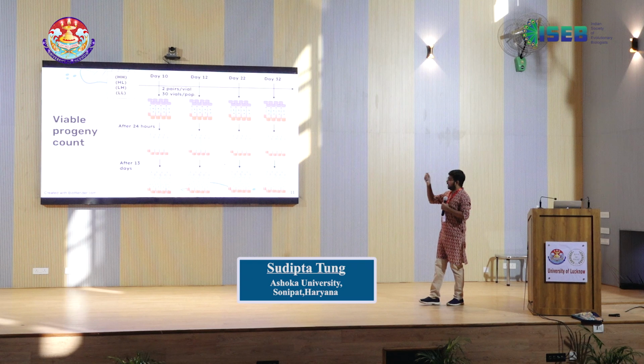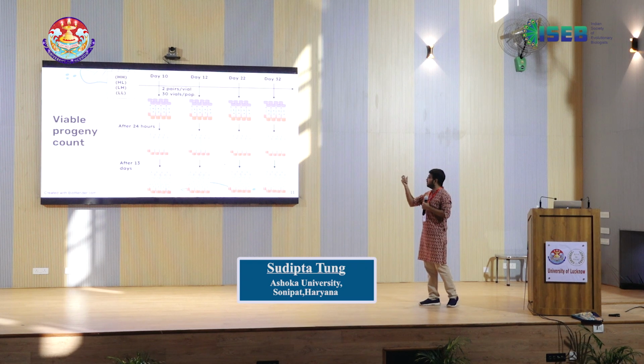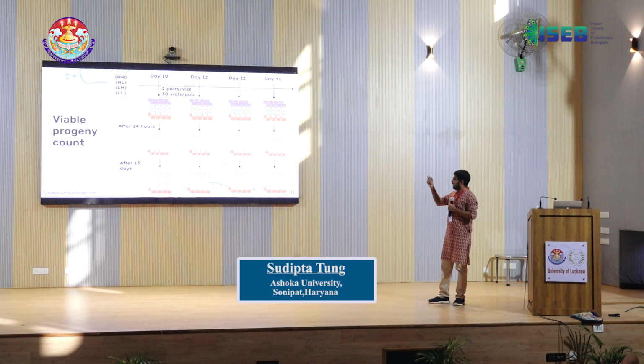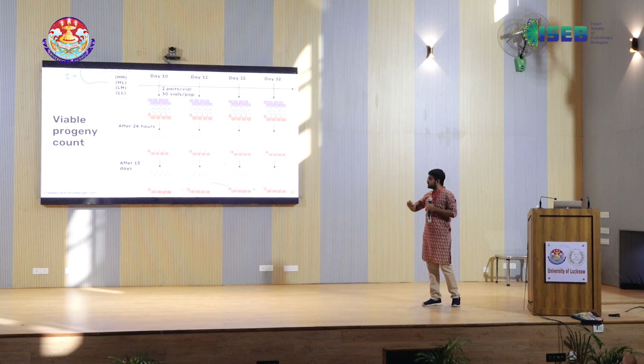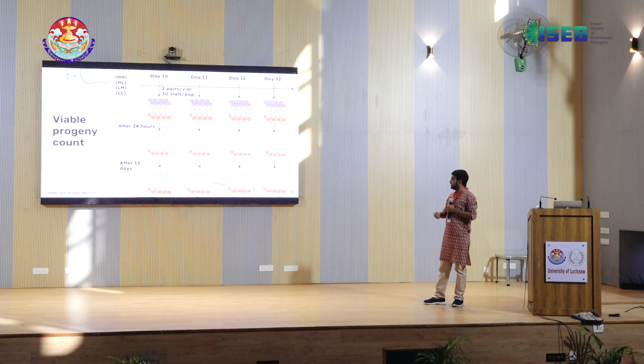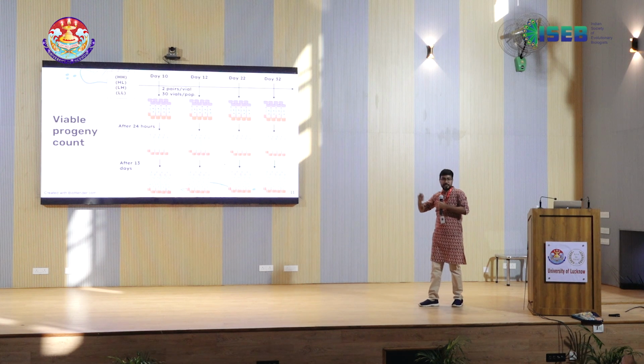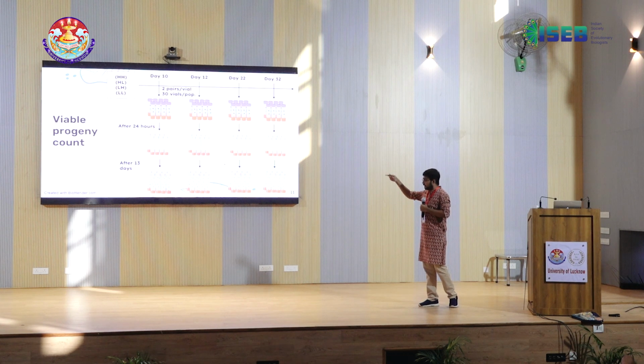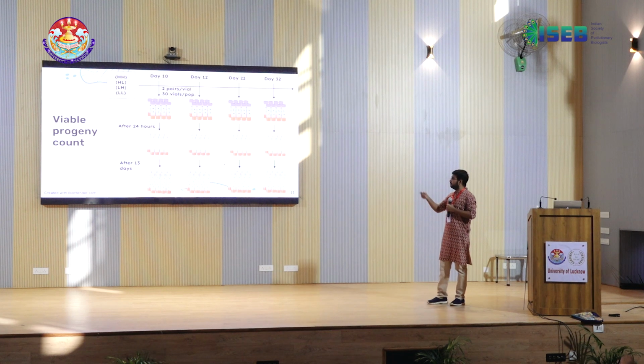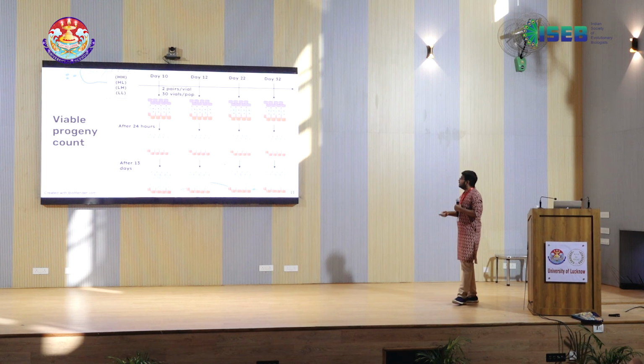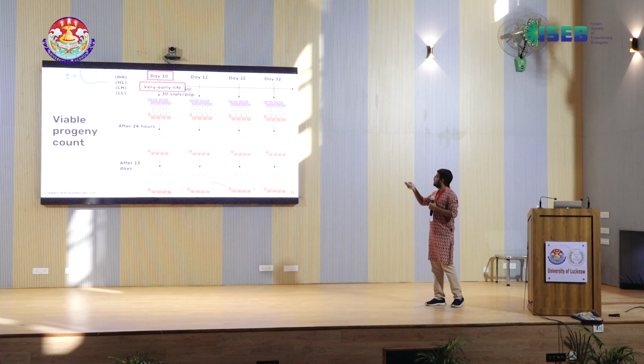On each day, we housed 2 male-female pairs per vial, and 30 such vials per treatment, and we allowed them to lay eggs for 24 hours. We discarded the adults after 24 hours and reared the eggs laid under standard laboratory conditions, counted the number of viable progeny emerging, and then scaled by the number of females to calculate viable progeny count per female. Here we will be referring to day 10 as very early life, day 12 as early life, day 22 as mid life, and day 32 as late life.